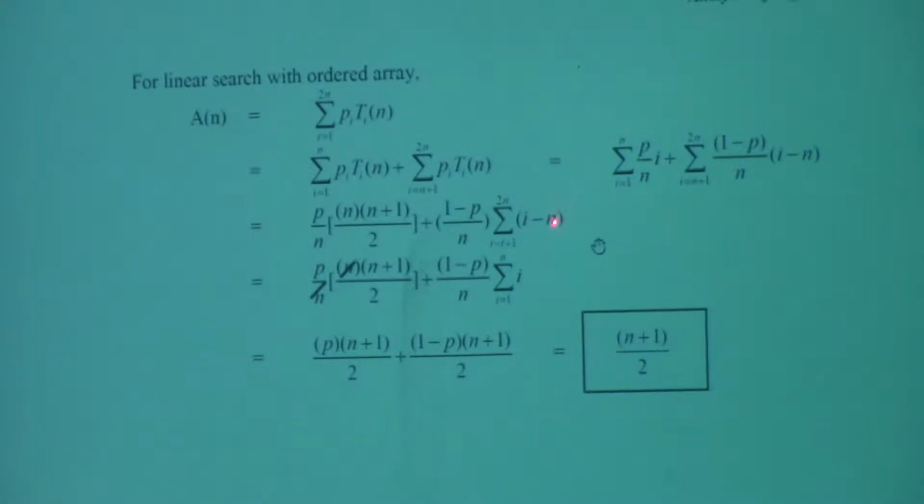So therefore, when i is n plus 1, this is just 1. How about when i goes to n plus 2? n plus 2 minus n is 2, so this is just 2. At the very end, the value of i goes to 2n. 2n minus n is n, so when i is the maximum value, this is just n. So we simply change the summation.